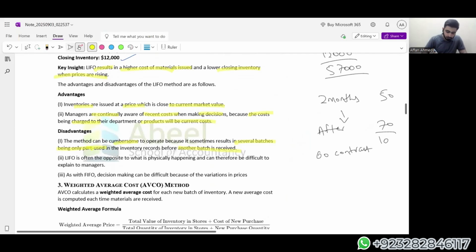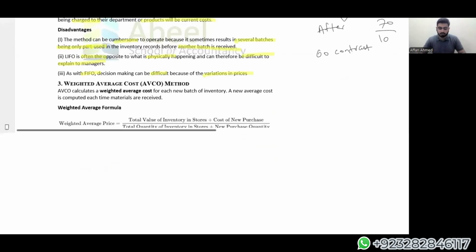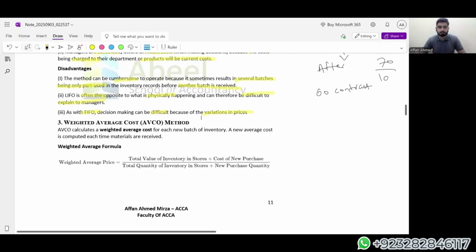Now, LIFO is often the opposite of what physically happens and can therefore be difficult to explain to managers. So it is difficult to explain because it is normally not happening in the market. And as compared to FIFO, decision making can be difficult because variations are present in the price. But in FIFO, we are directly using what was coming first. Here we have to see what came last, and according to the price, you have to adjust the cost of goods sold, and we have to adjust our units in the market. So it is difficult to operate in this domain with these fluctuations in mind.